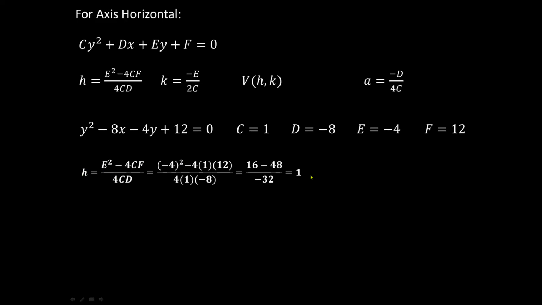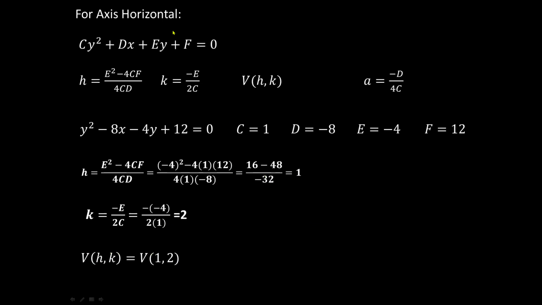Let us calculate for h. By direct substitution, ang makukuha nating value is 1. Yan, 1 lang makukuha natin. For calculation of k, negative E over 2C. Negative E is negative 4, that's why negative 4 over 2 times 1, kasi ang value ng C is 1. 2C yung denominator eh. That is why ang value ng k natin is 2. And then let us calculate for the vertex. Given na ang h is 1, ang k is 2, vertex natin 1 and 2. Yan ang vertex ng ating parabola.